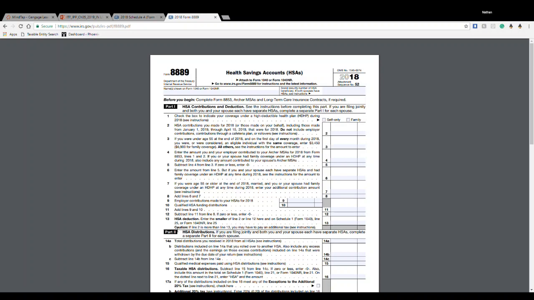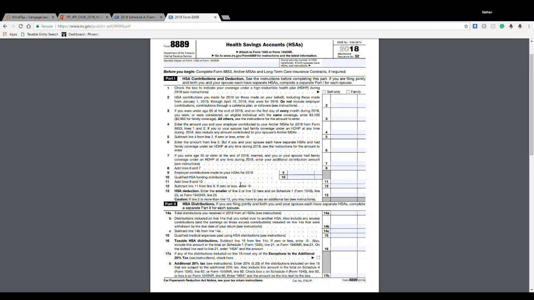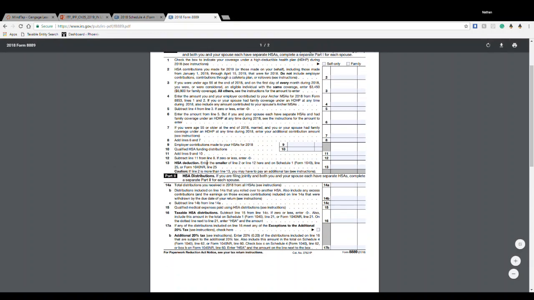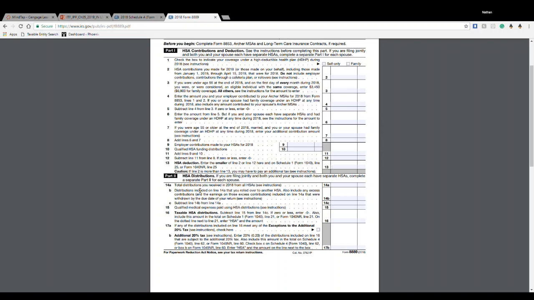This is the 8889 form, and this is specifically for HSAs, where they're going to have you check off if you're self-only or family, and it's going to have everything that you need to know. So how much contributions did you make? Did you contribute over? It's also going to have an employer section, so you've got to watch out with the employer too. And then it's going to have you figure out how much of an HSA deduction you have. It's going to go through disbursements, all that, and then look right here.